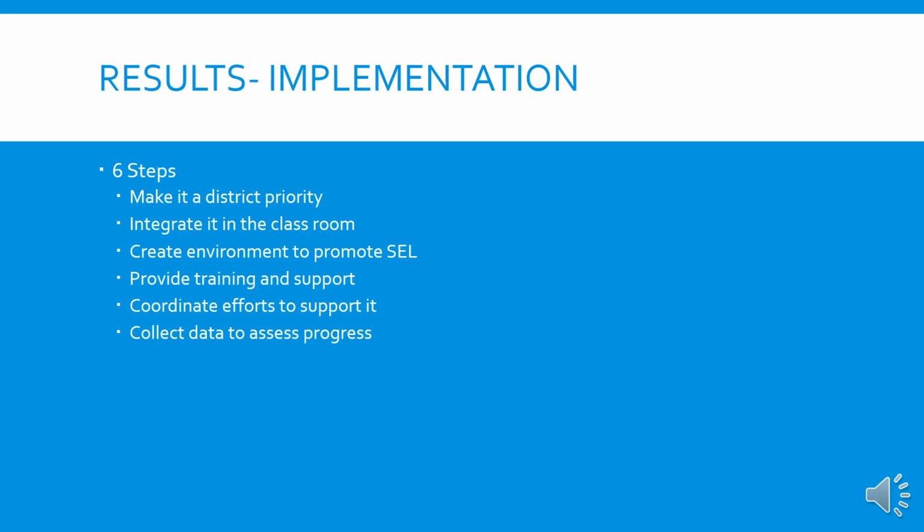Number 4 is to provide training and support. Teachers need training, they need professional development, and they need support when you embrace these new programs. 5 is about coordinating. So this should be coordinated school-wide. There should be certain schedules when this is delivered. And there should be tiered intervention systems.